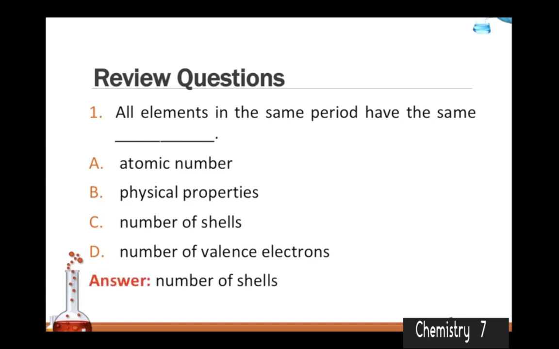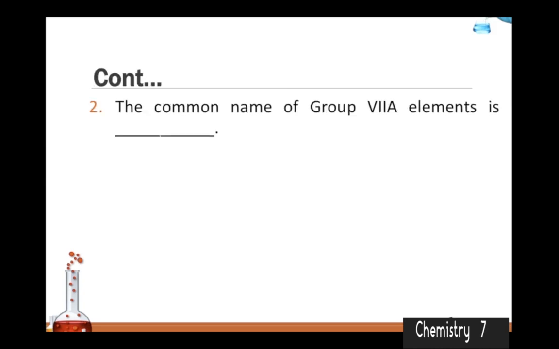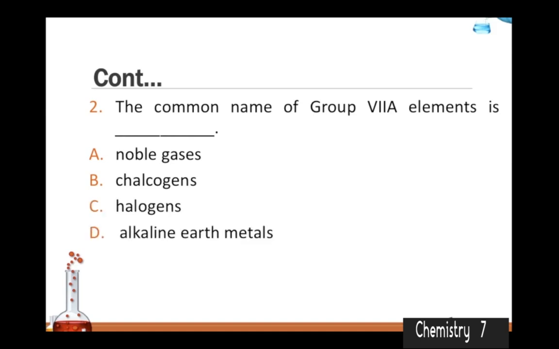The common name of group 7 elements is noble gases, chalcogens, halogens, or alkaline earth metals? Halogens.